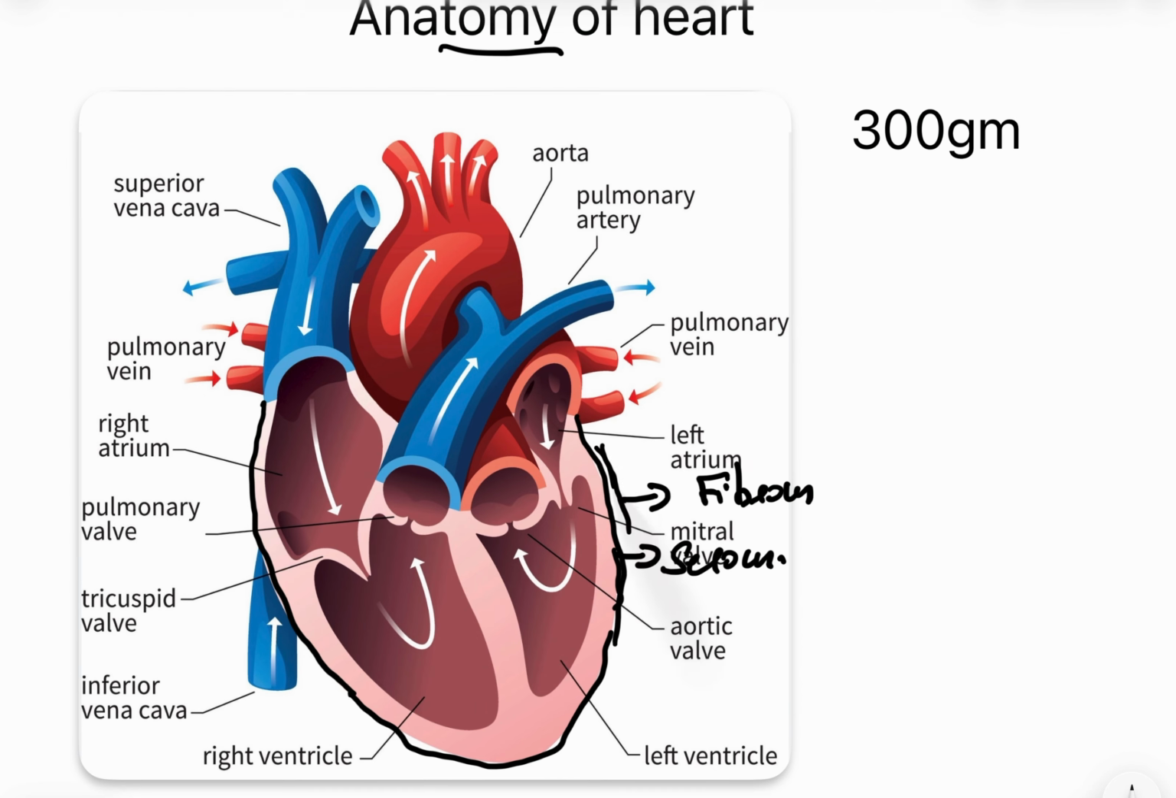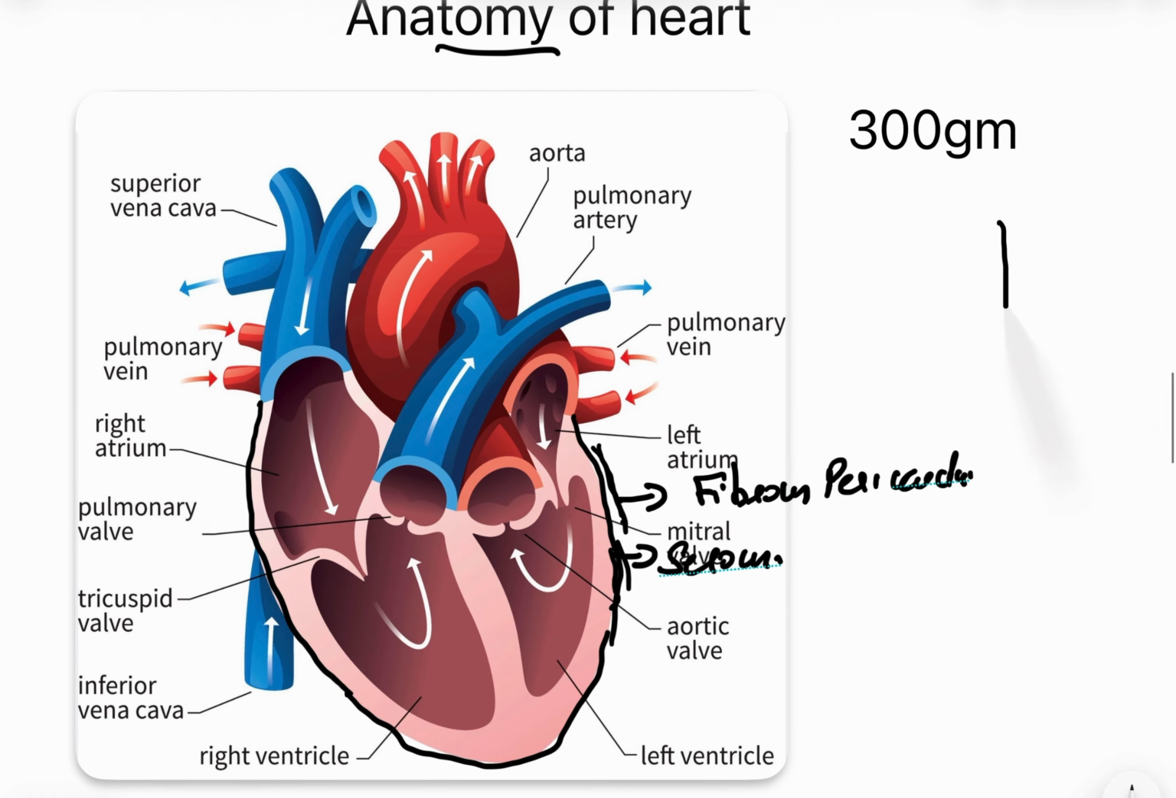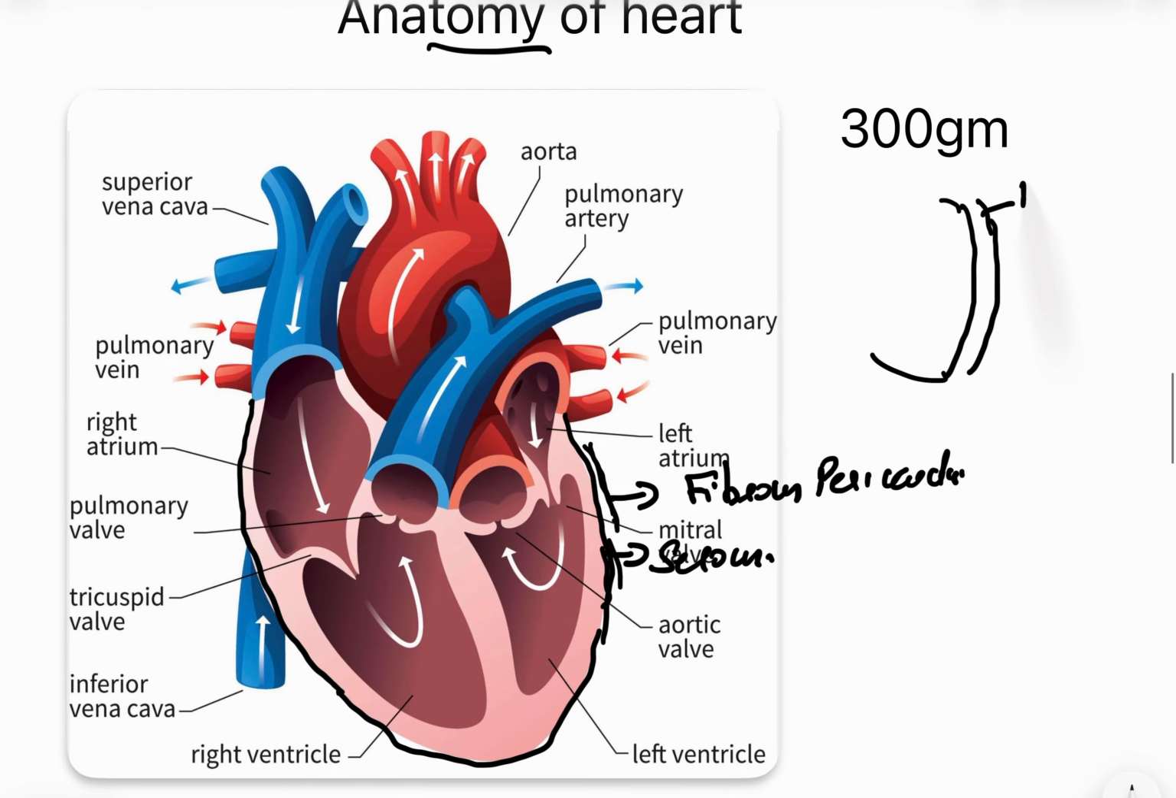See that there is an outer layer and an inner layer. So fibrous pericardium and serous pericardium. Between the fibrous layer, I'll draw it here again. There is a fibrous outer layer and here is a serous inner layer, and inside that is the heart. Between the fibrous layer and serous layer, there is a fluid. This is called pericardial fluid.